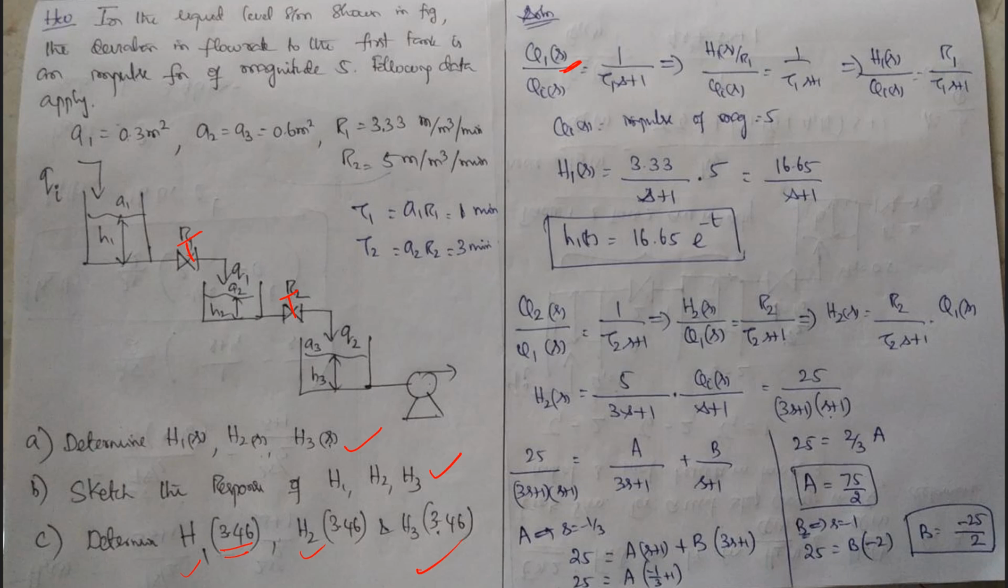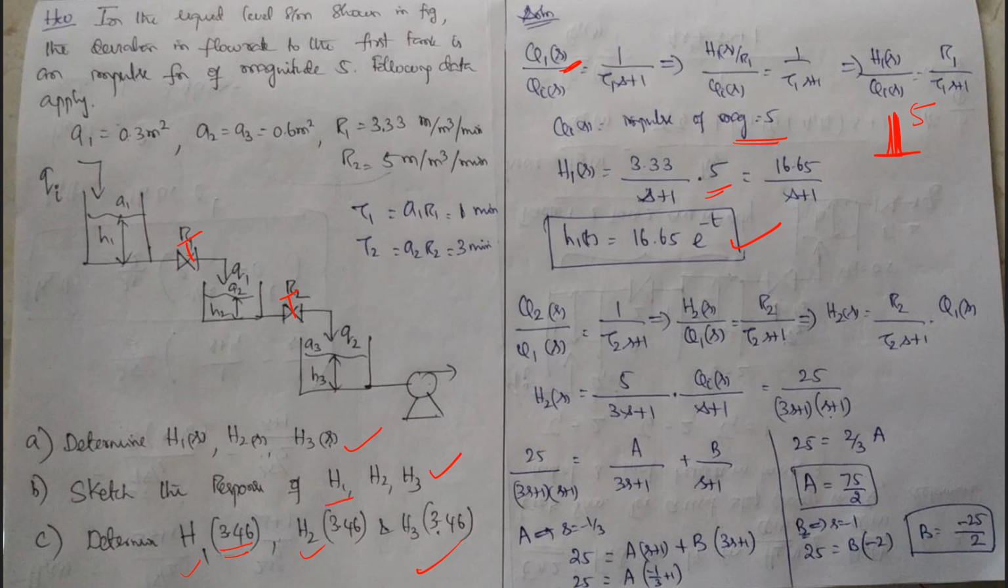Here they have given the input as an impulse signal. An impulse signal means it occurs only at a particular time, and its magnitude is 5. When you take the Laplace transform, it is just 5. Then the resistance is 3.33. If you take the inverse Laplace transform, this is the expression. So h1 of s equals this, and then h1 of t equals this.